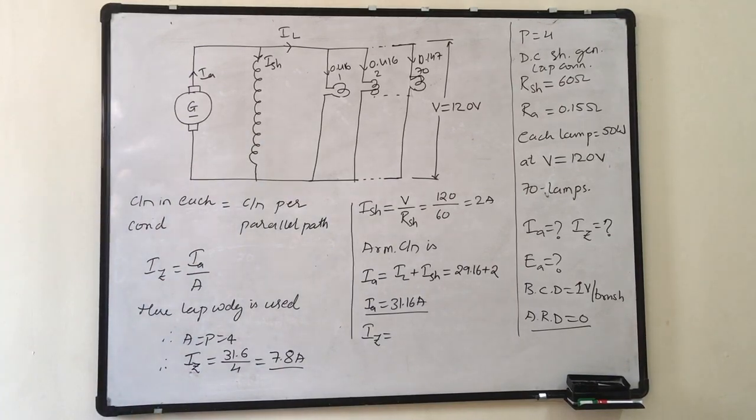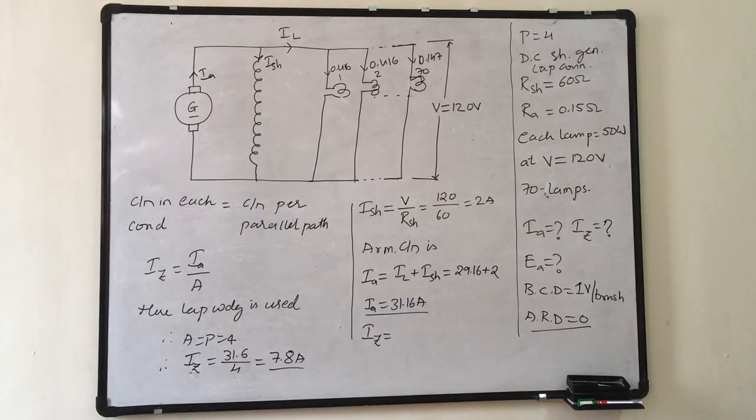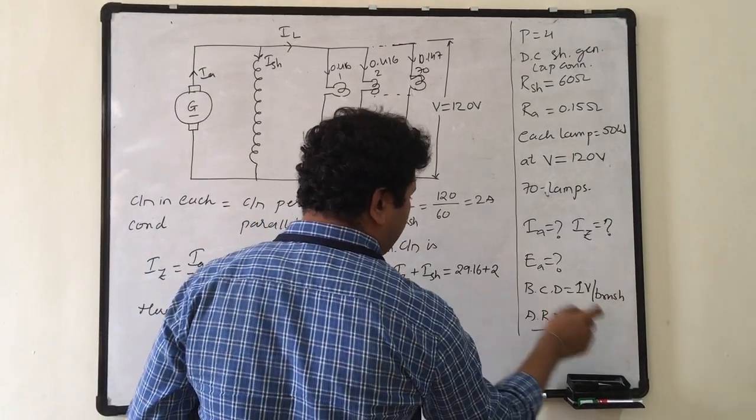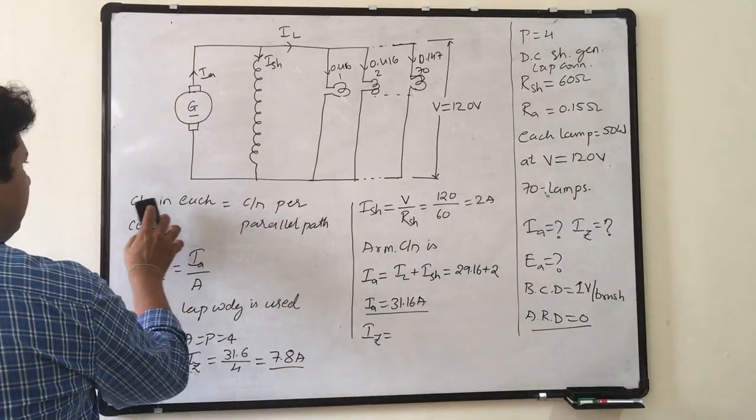So current per conductor is 7.8 amperes. Next part is I should be finding what is the generated voltage, that is induced EMF.